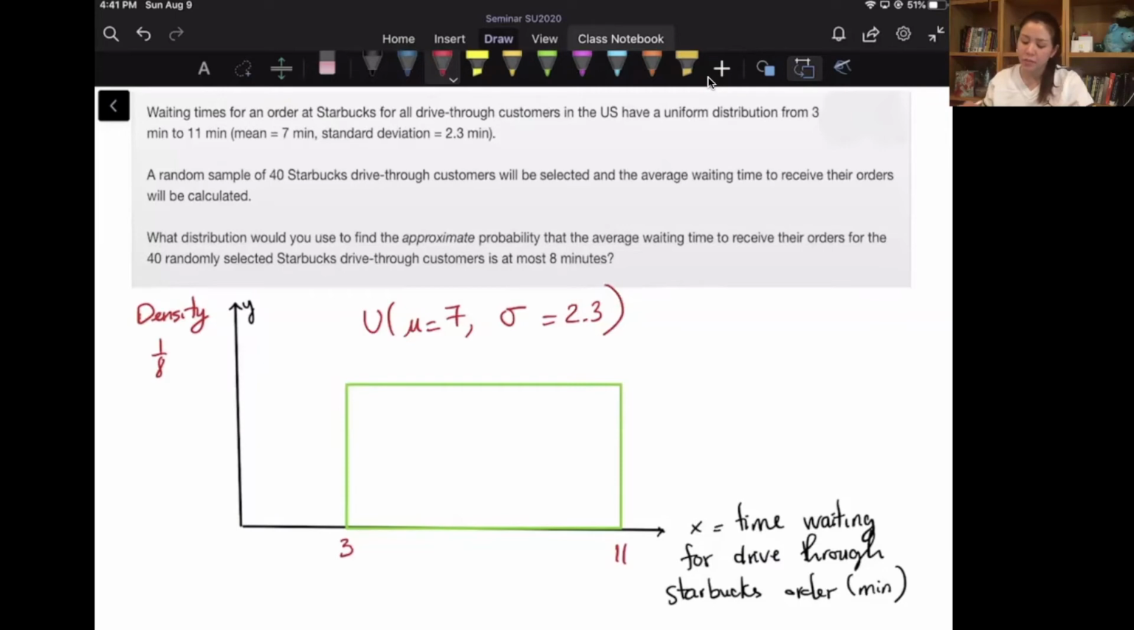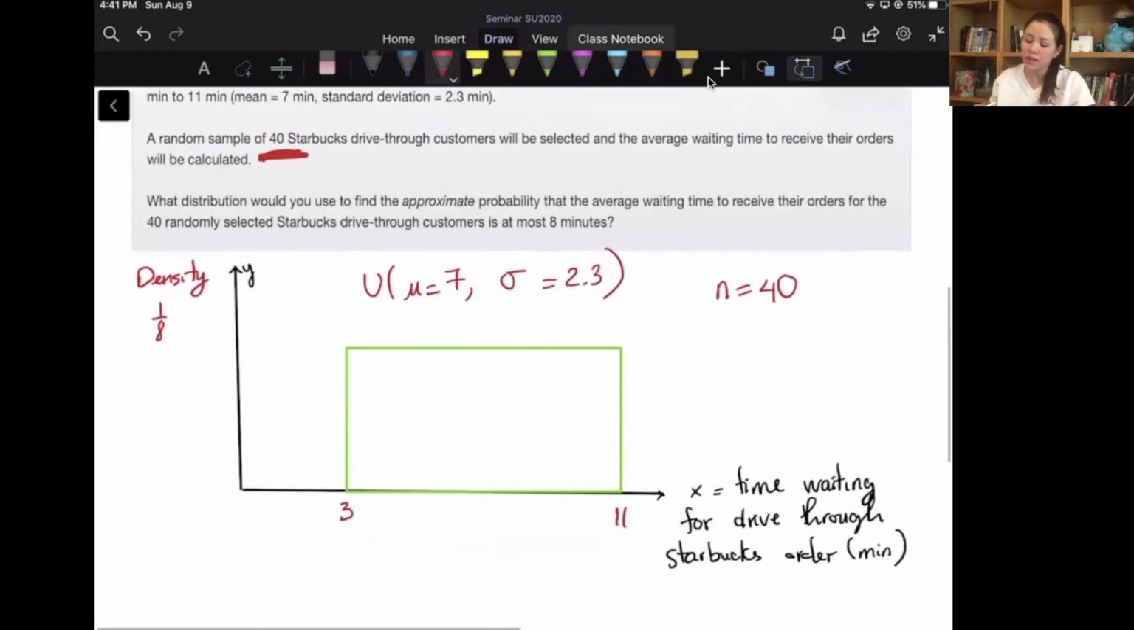A random sample of 40 Starbucks drive-through customers, so I have n equal 40, will be selected and the average waiting time to receive their orders will be calculated. What distribution would you use to find the approximate probability that the average waiting time to receive their order for the 40 randomly selected Starbucks drive-through customers is at most 8 minutes?